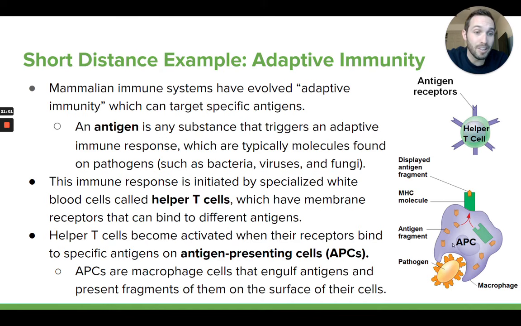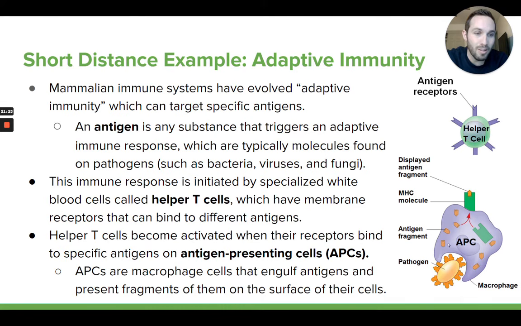They basically go and engulf them. And then in their cells, they break apart those pathogens into tiny pieces. And then they actually take those tiny pieces and they display them on their cell membrane. So they'll take these tiny pieces, which are now the antigens. These are certain molecules from the pathogen that might trigger an immune response. And they present those on their cell membrane.